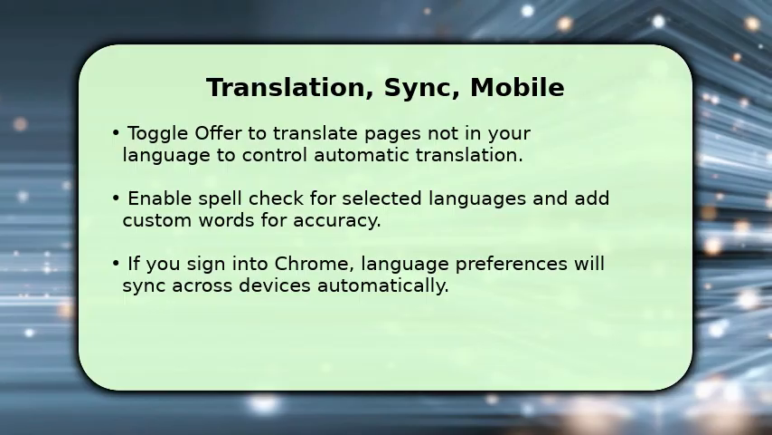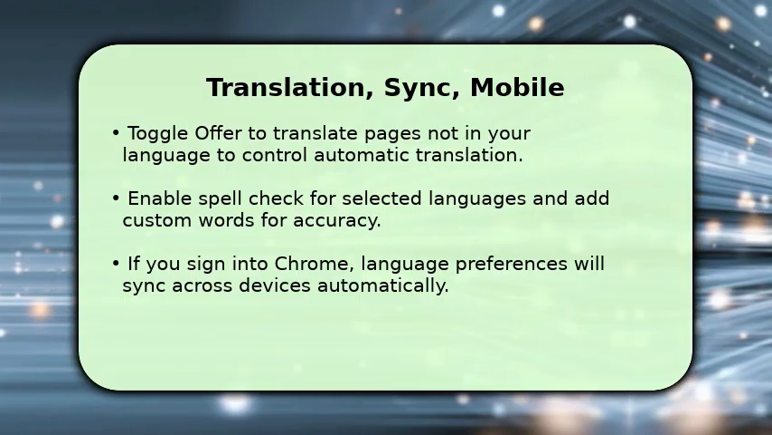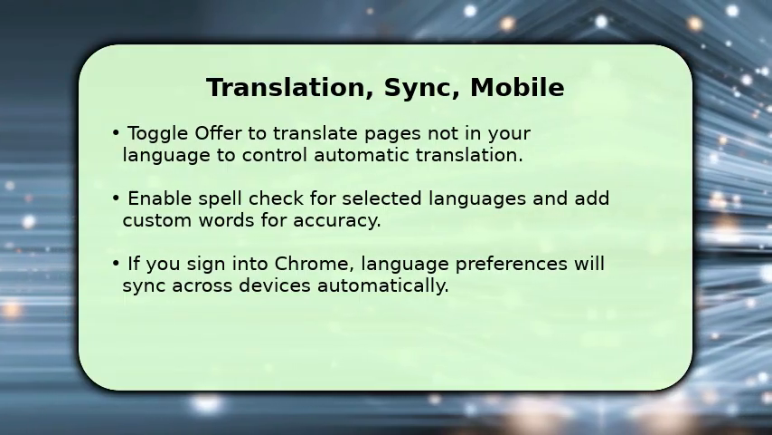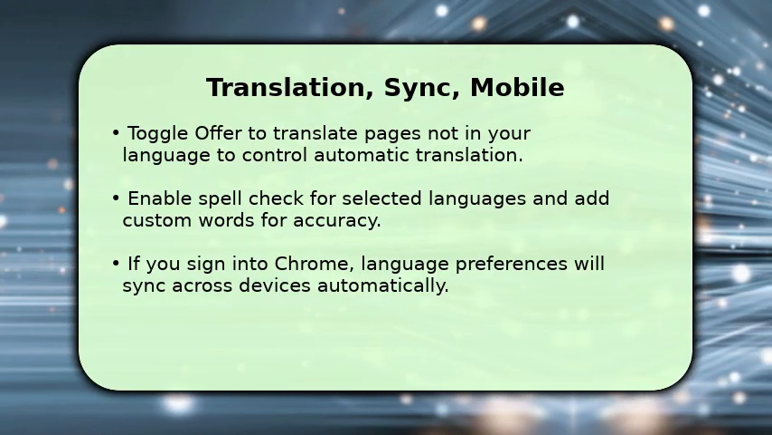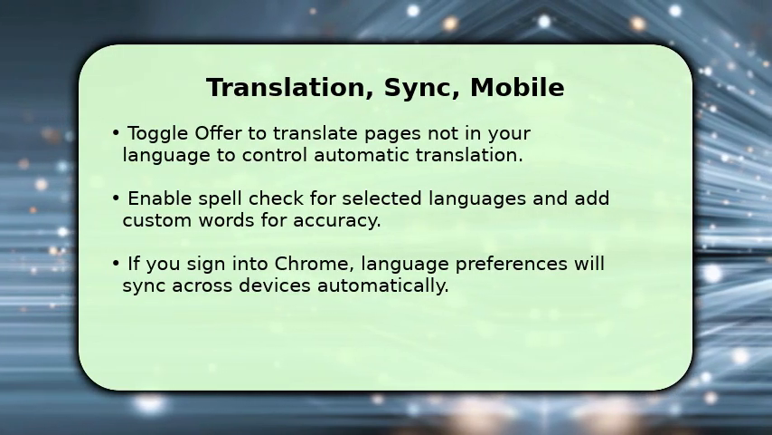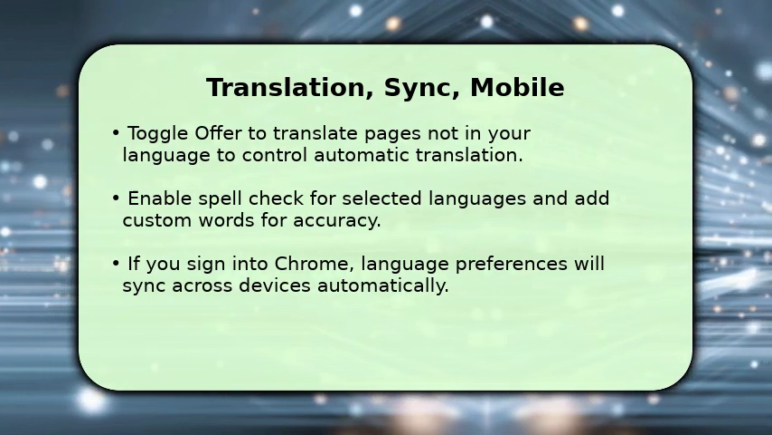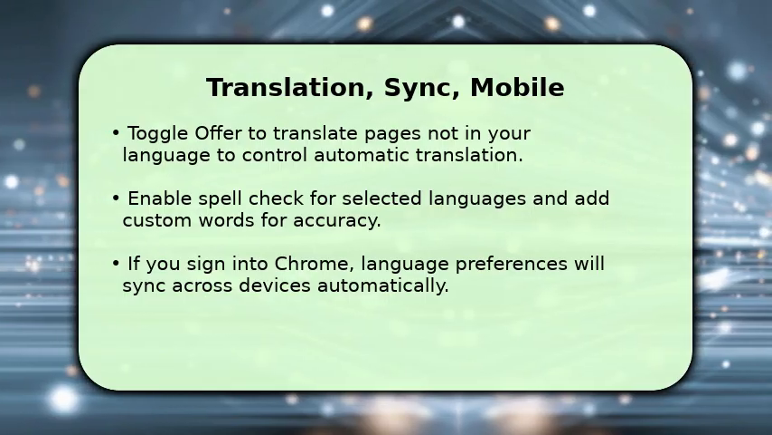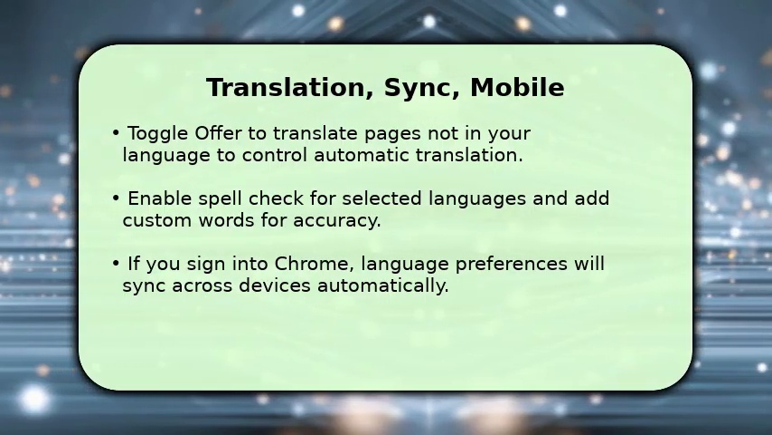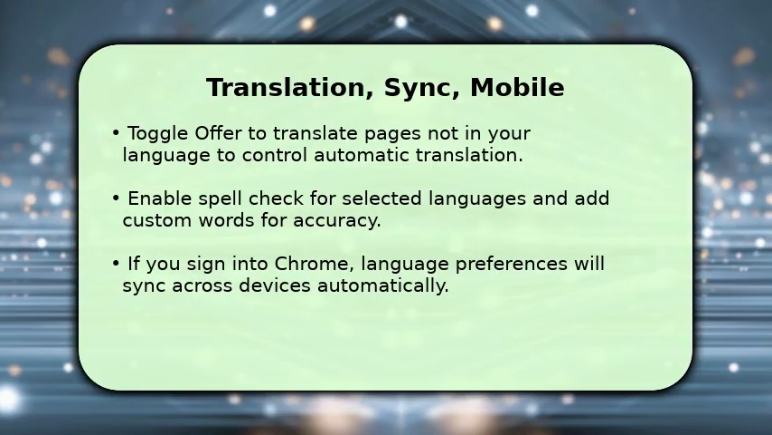If you sign into Chrome, language preferences will sync across devices automatically. On Android or iOS, open Settings, Languages, and repeat Add and Display steps. If a site still shows in a different language, clear cache or check site settings. Contact Chrome support if language issues persist after troubleshooting steps.